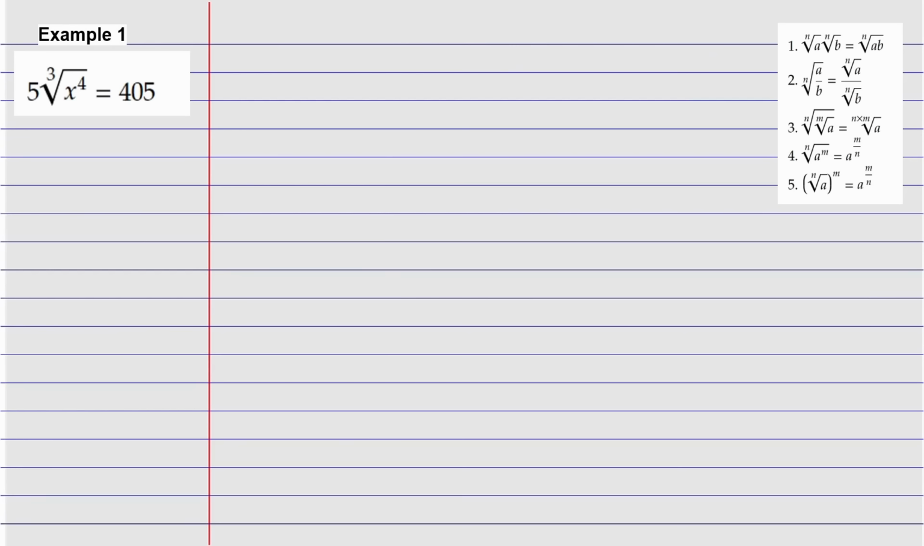Let's do example 1. It says 5 multiplied by root of 3.